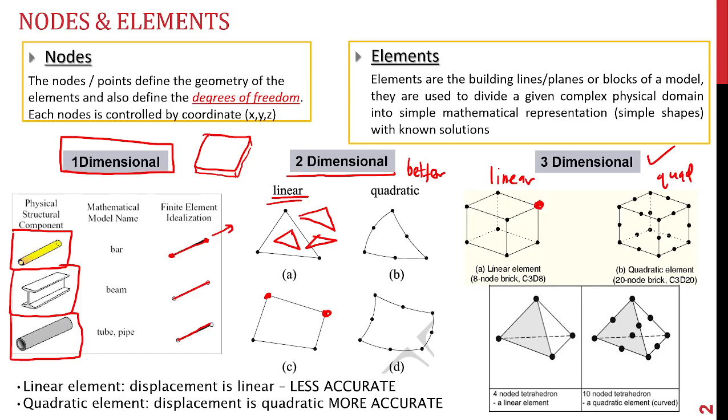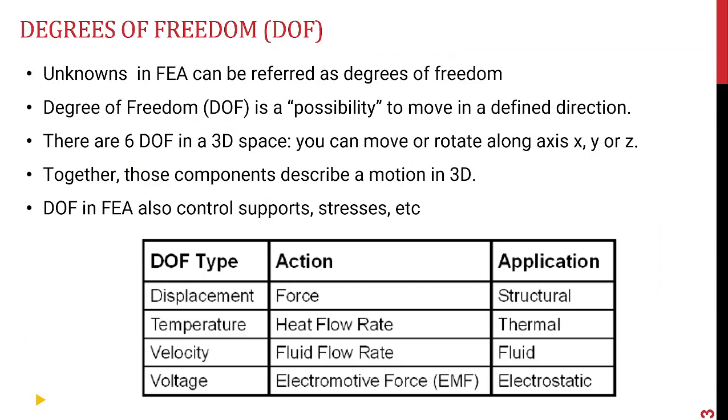If you are looking at here, these are the nodes. These are the nodes. And then in the middle there are more nodes. So the deflection is more accurate according to the real shape of the object. So all these elements, how do they perform?